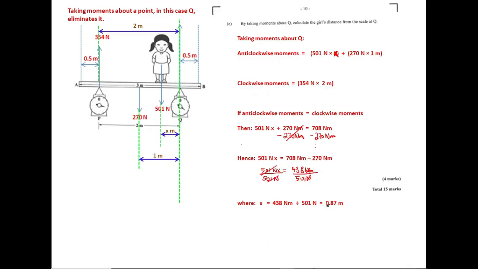Once you divide, you should get 0.87, which is correct, because if the distance between the weight of the plank and point Q, the moment Q, is 1 meter, then the girl is closer to that pivot, point Q, and if she was more than 1 meter, we know it would be incorrect. So it had to be less, the distance a little bit less, right? So 0.87. Yay! So that is the answer.